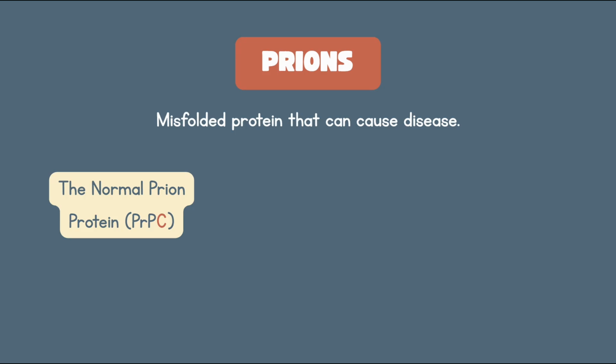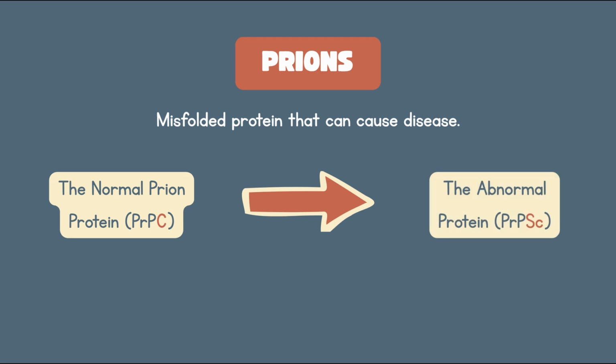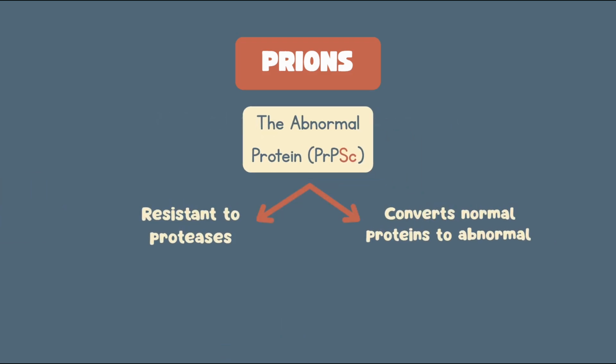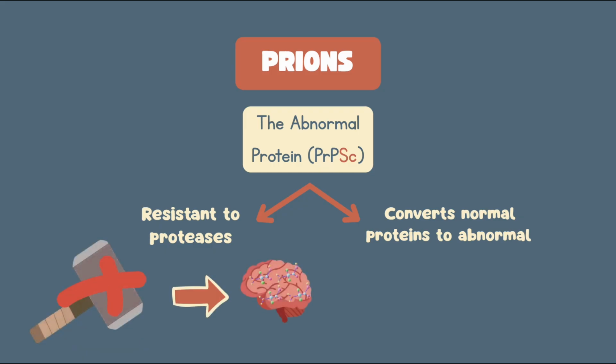However, sometimes this protein can become misfolded, and when it does, it leads to the formation of an abnormal misfolded protein called PrPSc. Now, this misfolded protein has two key properties. The first property is that it's resistant to proteases. And we know that proteases are enzymes that normally break down proteins. So, because it's resistant to them, this protein cannot be broken down. So, if it cannot be broken down, it begins to accumulate in the brain.